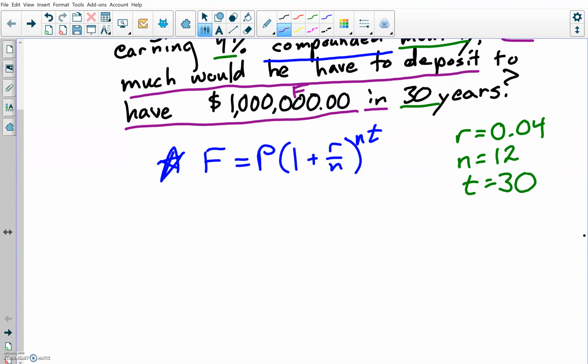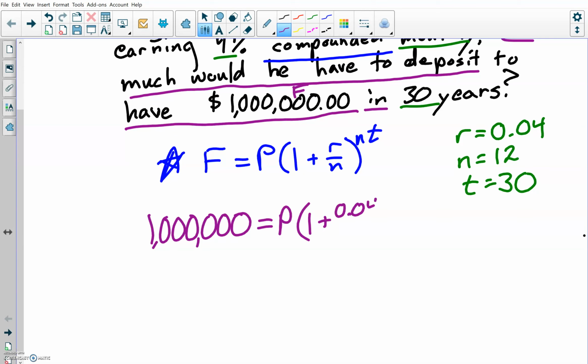There's a couple of ways to approach this. I'm going to start out just by plugging everything in. The future value that we're looking to earn is $1 million, and I'm not going to bother writing the 0.00 at this point. We'll have the P over here, the unknown, and then 1 plus 0.04 over 12, raised to the, I always like to use parentheses here, 12 times 30 power.